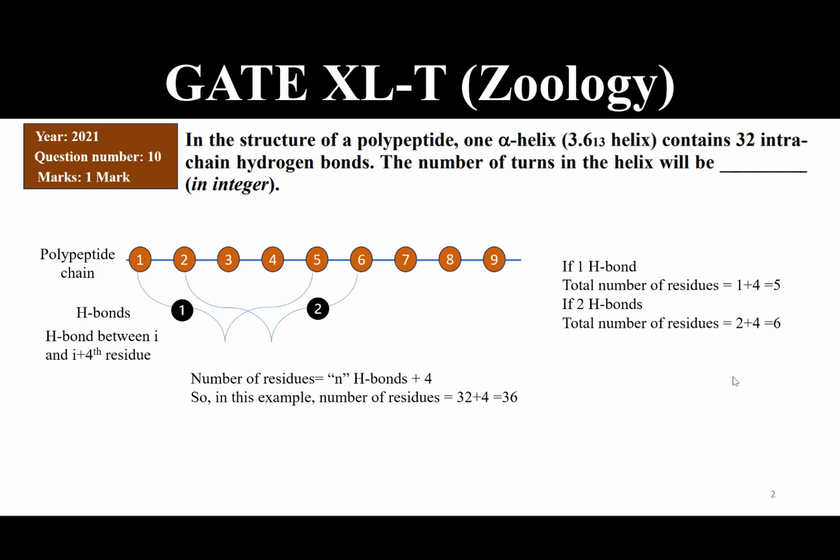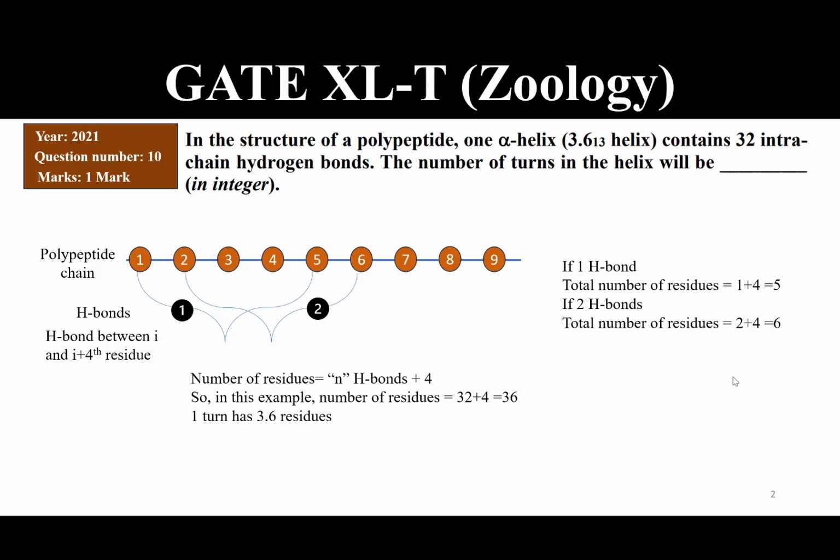Now in this question, we are told that there are 32 intra-chain hydrogen bonds. So the total number of residues in this polypeptide chain is 32, which is the number of hydrogen bonds, plus 4, which is 36. Now the question is about the number of turns in the helix.